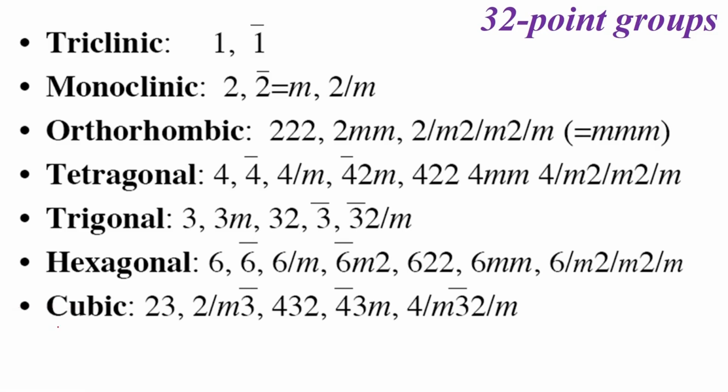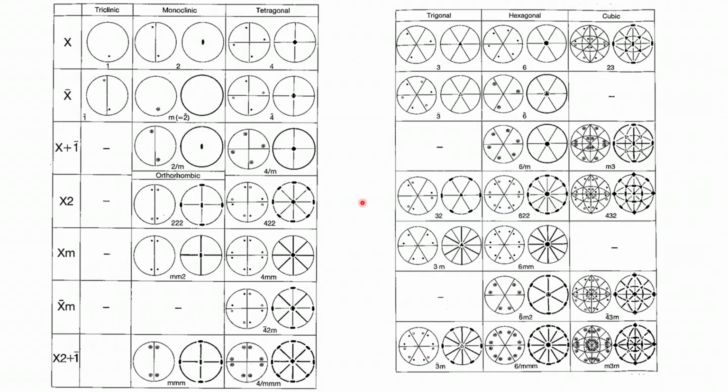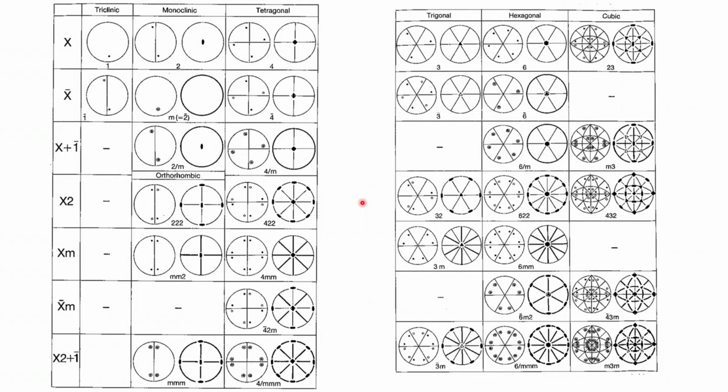So this is a general listing, a triclinic system. A triclinic system can have 1 and 1 bar, a monoclinic system 2, 2 bar and 2 by m, and so on. So we will see how each one of them develops with respect to the stereographic projection as we go further. Here is a diagram which shows you the stereographic projections of all types of crystals belonging to these systems. So here are the crystal systems: triclinic, monoclinic, tetragonal, trigonal, hexagonal, cubic, and this is the axis of rotation.